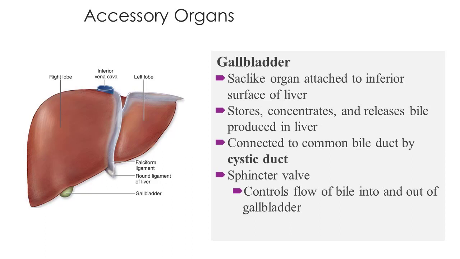We've already said the cystic duct is going to connect the gallbladder, which you see just a little bit of down here in the hilum of the liver, to the common bile duct. That sphincter valve, and I can't remember the specific name of this one, but the collection again is the sphincter of Oddi. That's going to control the release of bile into the duodenum.